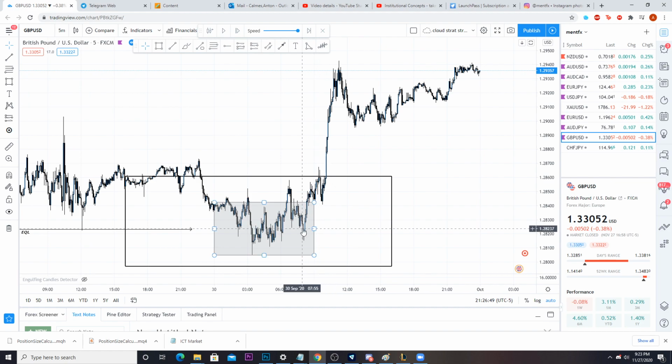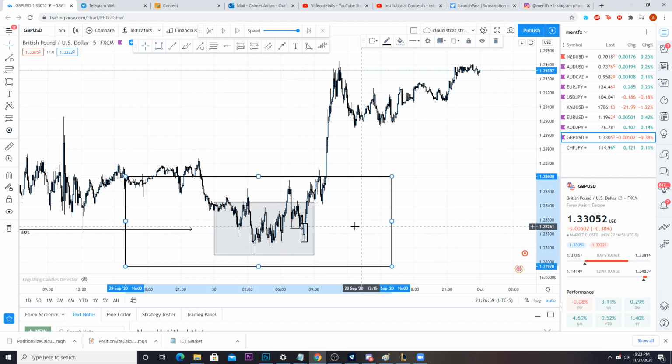So I don't really see anything. Maybe this area right here, right? So this is that last. If you want to think about it this way, I don't know if this will work exactly, but here's your equal lows, right? Here's your move through those lows, right? Here's that imbalance in there.